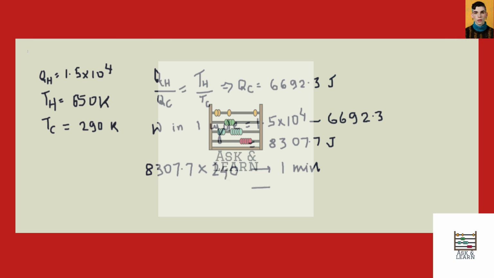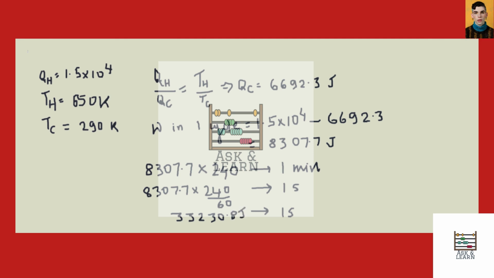So how much work is done in 1 second? Divide this by 60. So that will be 8307.7 into 240 by 60 in 1 second. If you calculate this, you will get 3320.8 joules of work in 1 second.